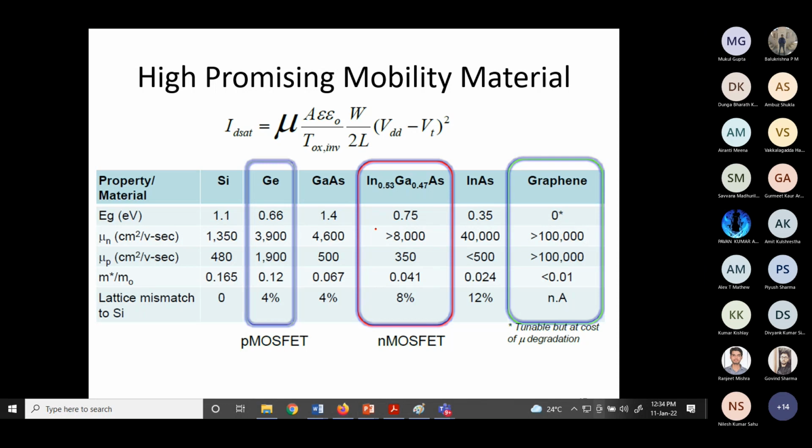This slide is just to show you the mobility of different materials. You see, the mobility of graphene is huge. It is around 1300 in the case of silicon electron mobility, but it's more than 1 lakh, or 0.1 million, in the case of graphene. Indium gallium arsenide is more than 8,000. So these are different materials, and people started venturing into those materials also to improve the speed of the device.